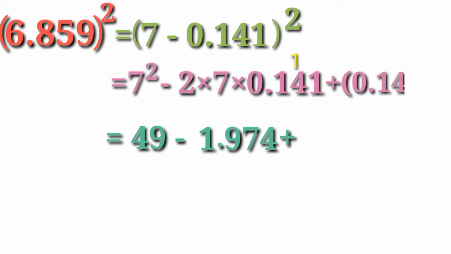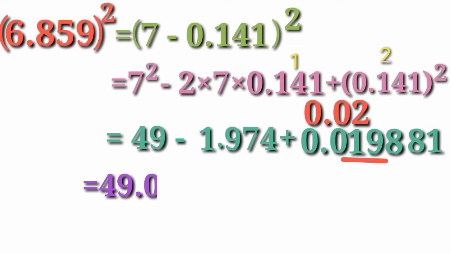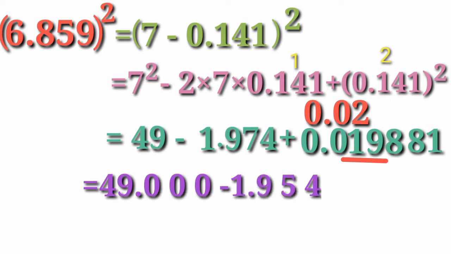Now the square of 141. 1 square is 1, 14 into 1 is 14, multiplied by 2 is 28, carry 2, 14 square is 196 plus 2 is 198. Take the decimal point from the 6th place. We can write 0.019 as 0.02, and 7 minus 2 is 5.